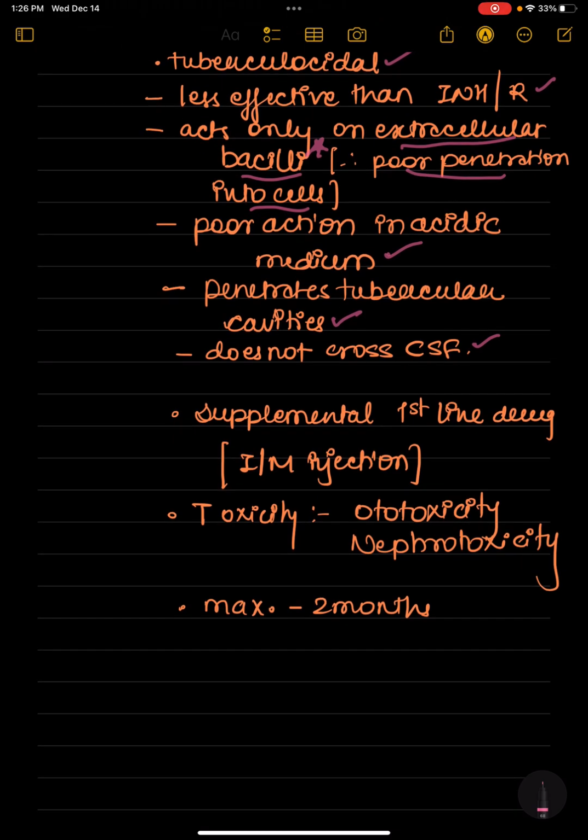It is used as a supplemental first line drug because it has high toxicity and is given as an intramuscular injection. Toxicity includes ototoxicity and nephrotoxicity, and we can give this drug for a maximum of 2 months.